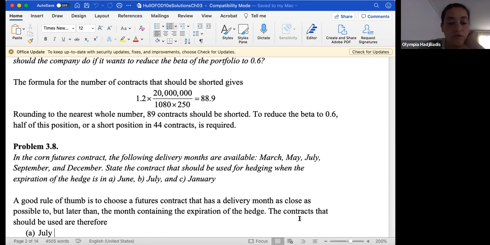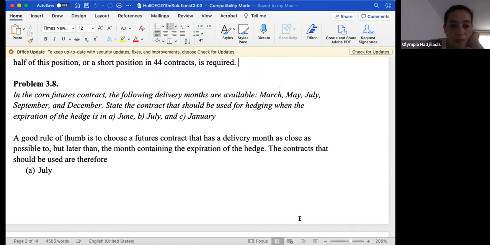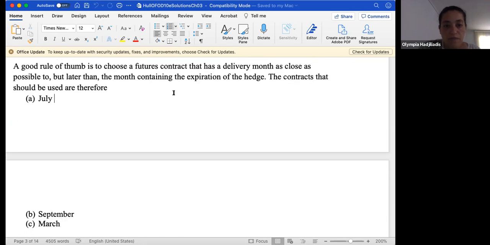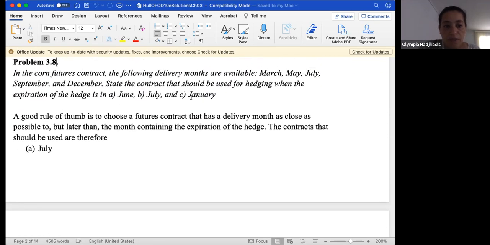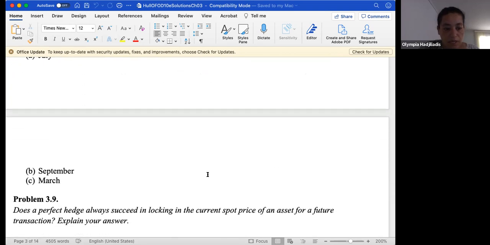The contracts that should be used then: if you have expiry in June, then you should use July, the next one over, okay? If you have a delivery in July, then you should use September. And if the expiration of the hedge is in January, then you should use March, the month that comes after January for which there is a delivery. Okay, and so March.